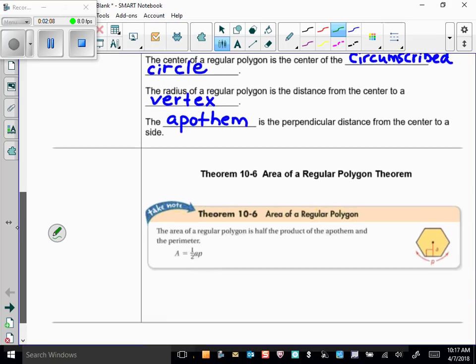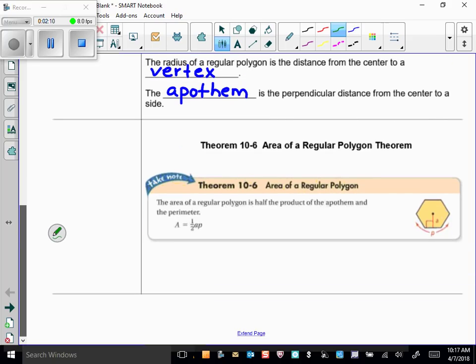So here we go. Here's the theorem that says if you want to find the area of a regular polygon, all you've got to do is find the apothem and the perimeter of the polygon, multiply them together, and take half of that. A equals 1/2 AP. All right, sounds simple enough, right? Well, let's do some examples.